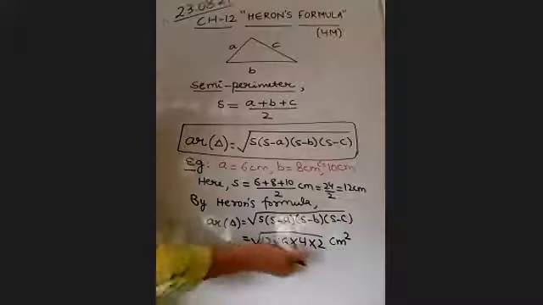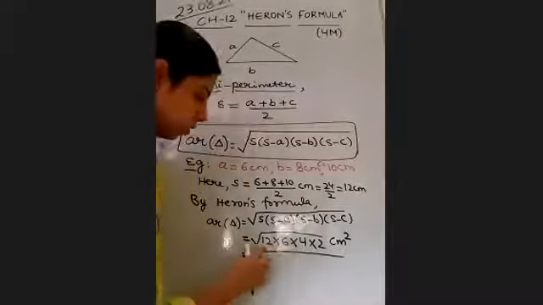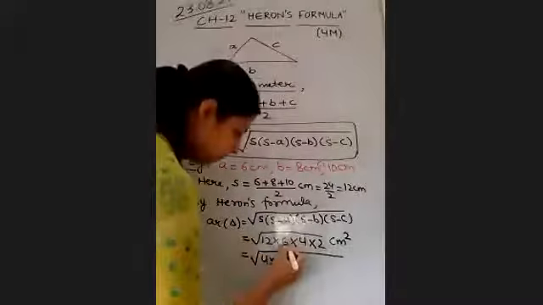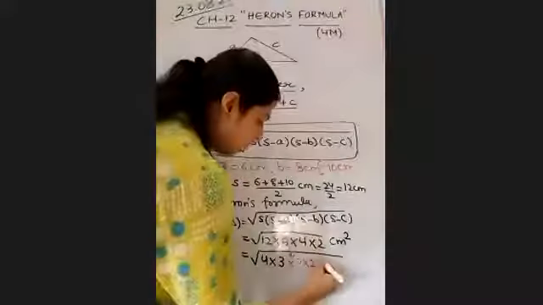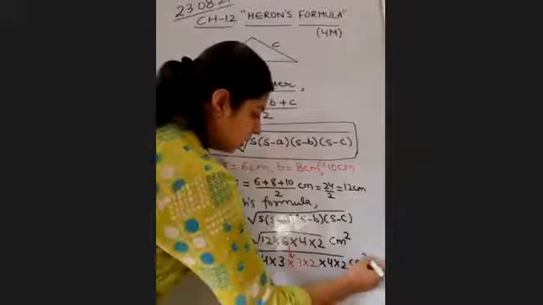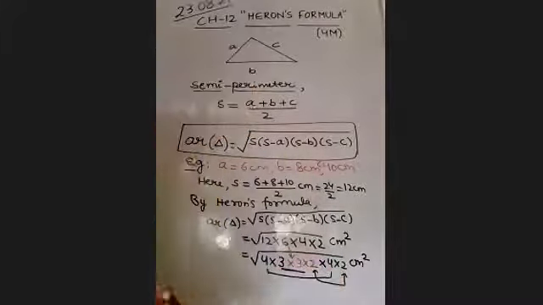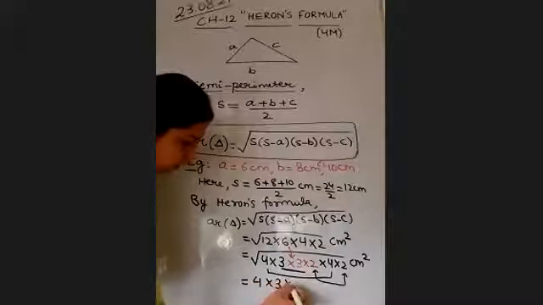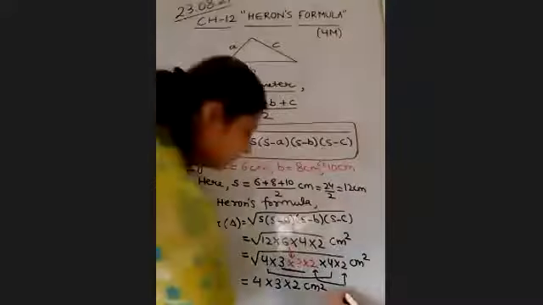Now we know how to solve this. Do we know this? Yes, ma'am. Now this 12 can be written as 4 into 3. Then 6 can be written as 3 into 2. And then the last one, 4 into 2 as it is, 2 into 2. 3 and 3, one pair. 4 and 4, one pair. 2 and 2, another pair. So what will come out of the square root? 4 into 3 into 2, which is 24 centimeters square.